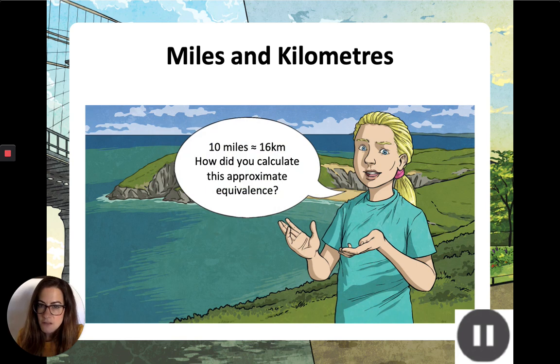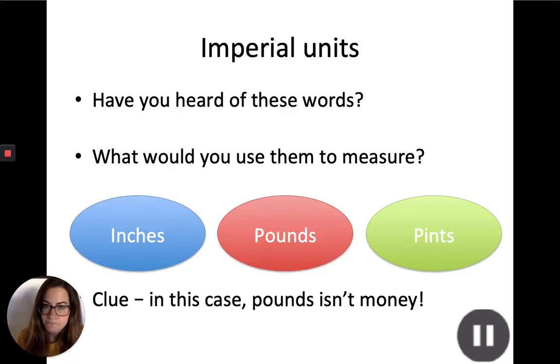Did you get it right? 10 miles is roughly 16 kilometres. Now I'm guessing you might have calculated that because 5 miles was 8 kilometres and 10 is double 5. So if we double our 8 kilometres, we get 16. So that helps us to work it out. So you can see that it's really important that we can convert between the two.